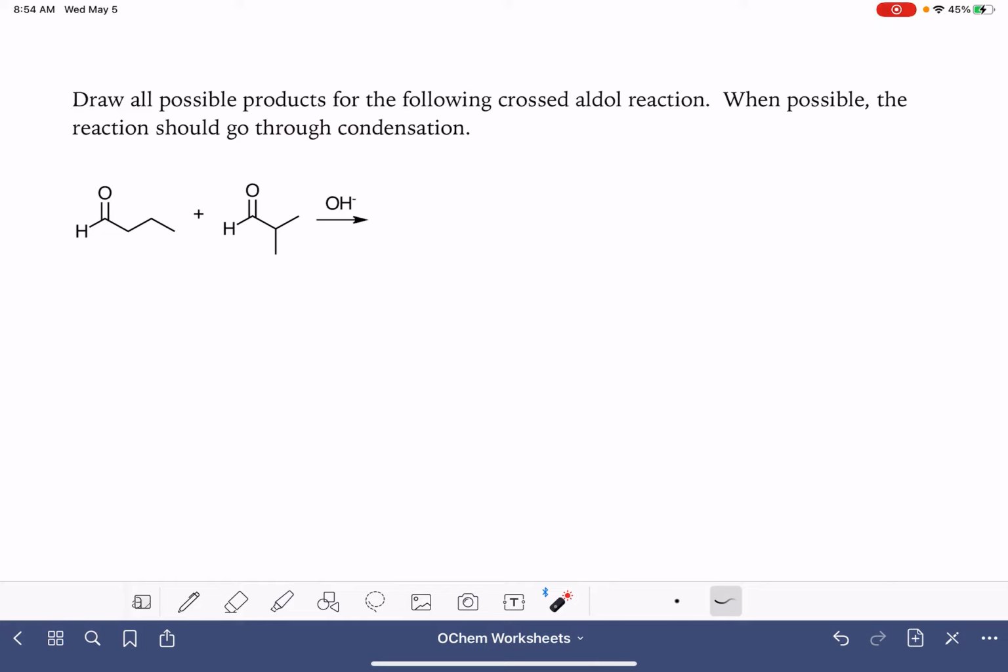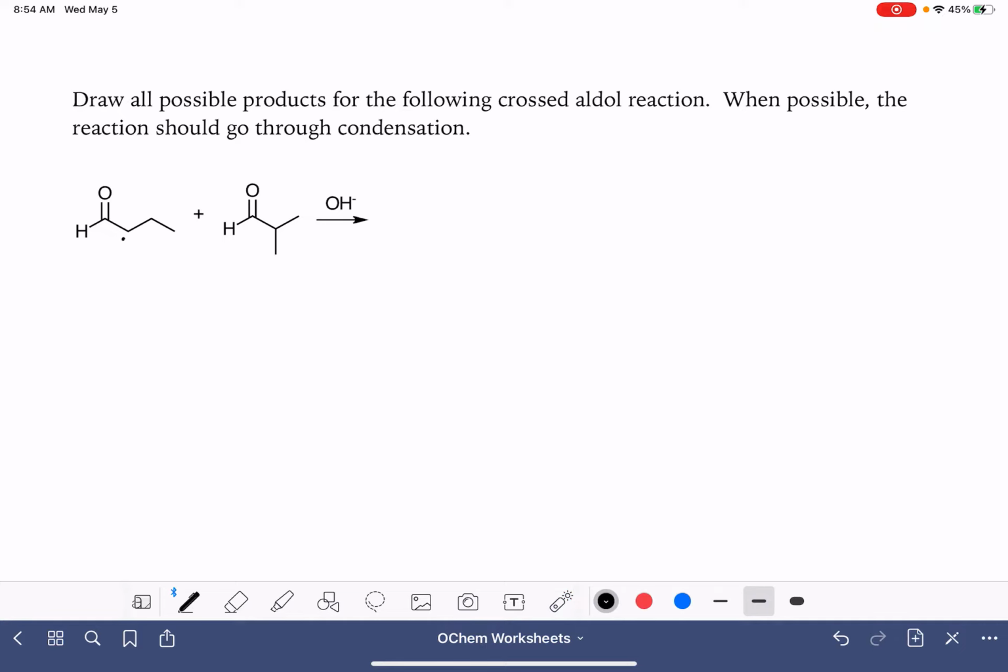For a crossed aldol reaction, we want to consider the possibility that, like in this case, the molecule on the left is attacking the one on the right, or the other way around, the molecule on the right is attacking the one on the left. So that would give us two different products. There's also a possibility that this molecule will attack another version of itself, and this molecule would attack another version of itself. So in theory, we have 4 different types of products that can be formed.